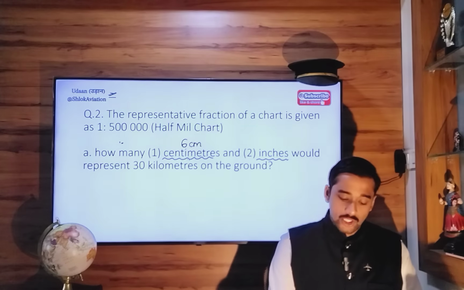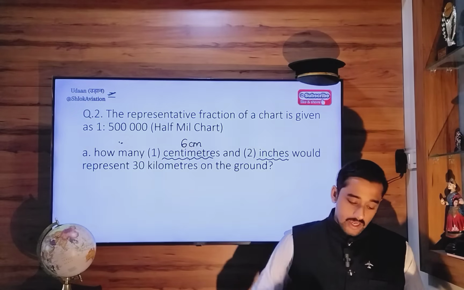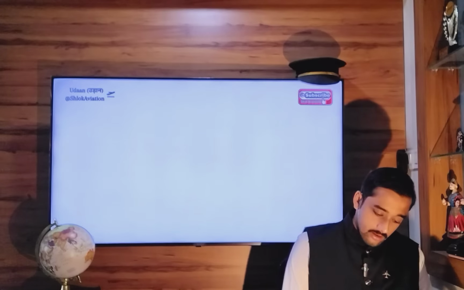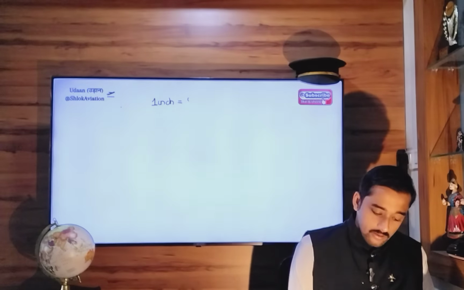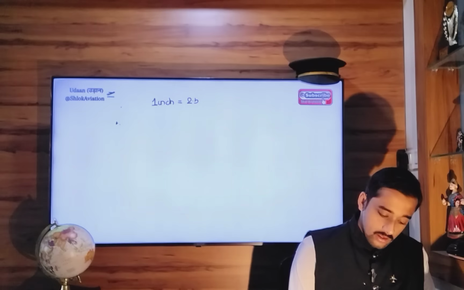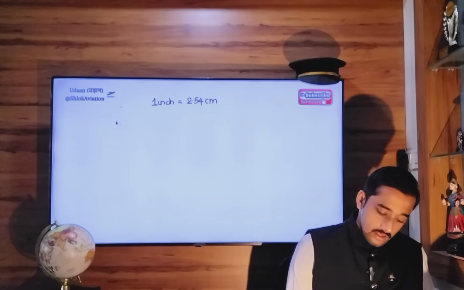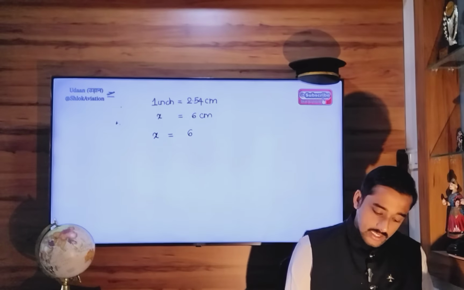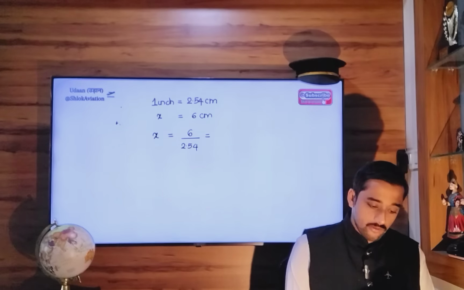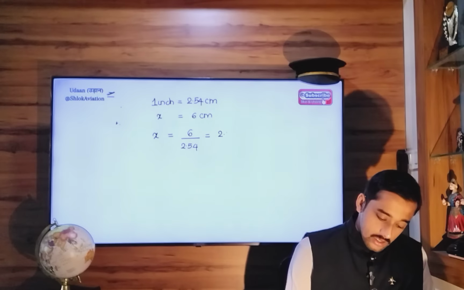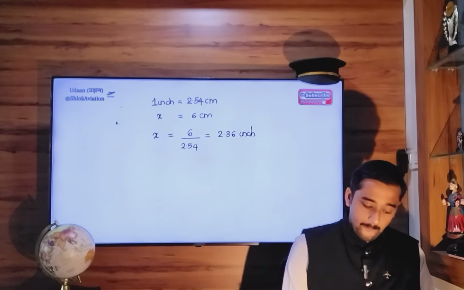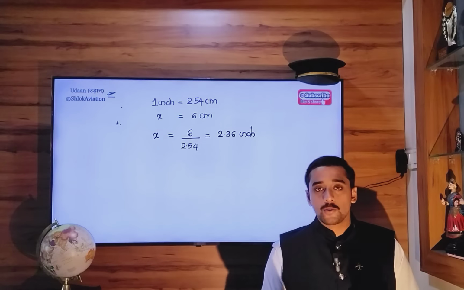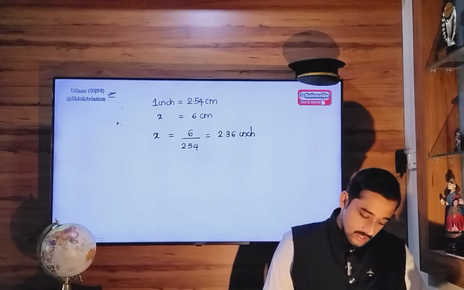Now we also want to find out chart distance in terms of inches. We can convert this centimeter into inch. How? We already know that 1 inch is equal to 2.54 centimeter. Therefore, how many inches will be equal to 6 centimeter? So x will be, cross multiplying, 6 divided by 2.54. So 6 divided by 2.54 is equal to 2.36 inch. Okay, so this is your final answer. Select that option which is closest to this. Easy.